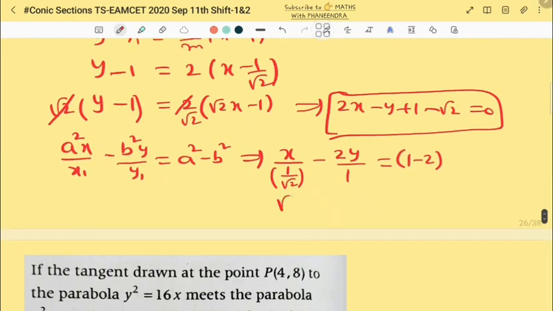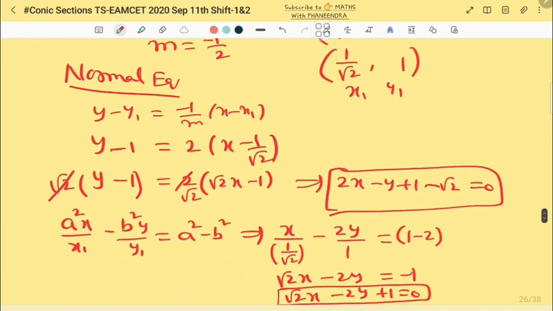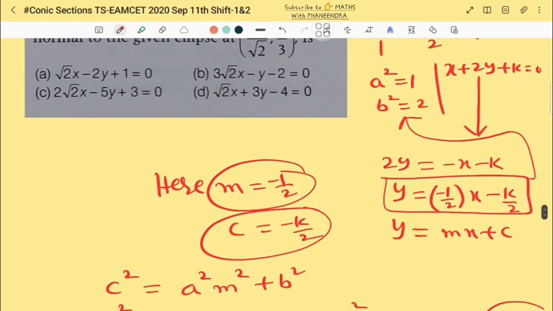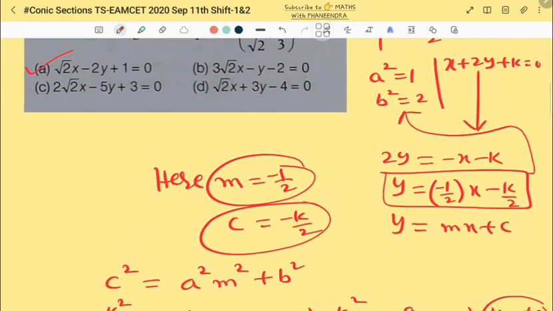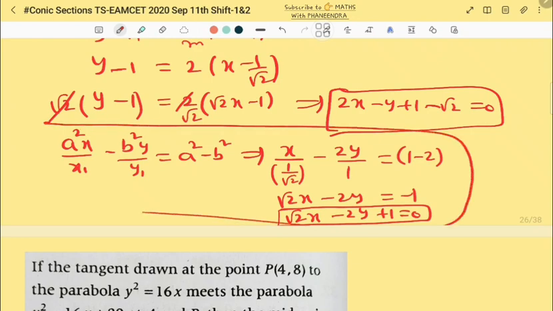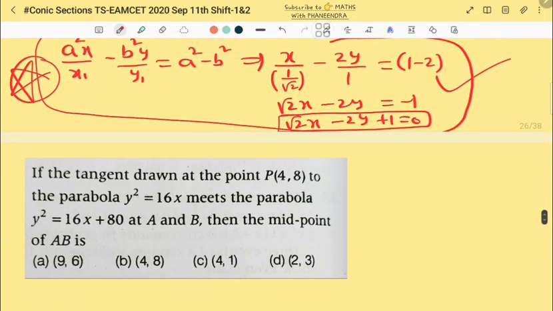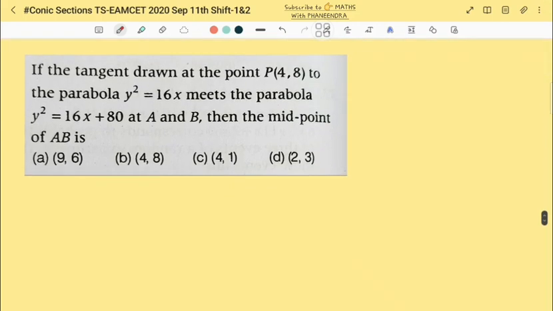So the numerator root 2x minus 2y equal to minus 1. So root 2x minus 2y plus 1 equal to 0. This is the root 2x minus 2y plus 1 which is there in the first option. See, the earlier one doesn't work. Even that is also a correct answer, but we need to simplify it. But in the formula it is working out. This is the right answer, root 2x minus 2y plus 1 equal to 0. We'll move on to the next question, dear students.